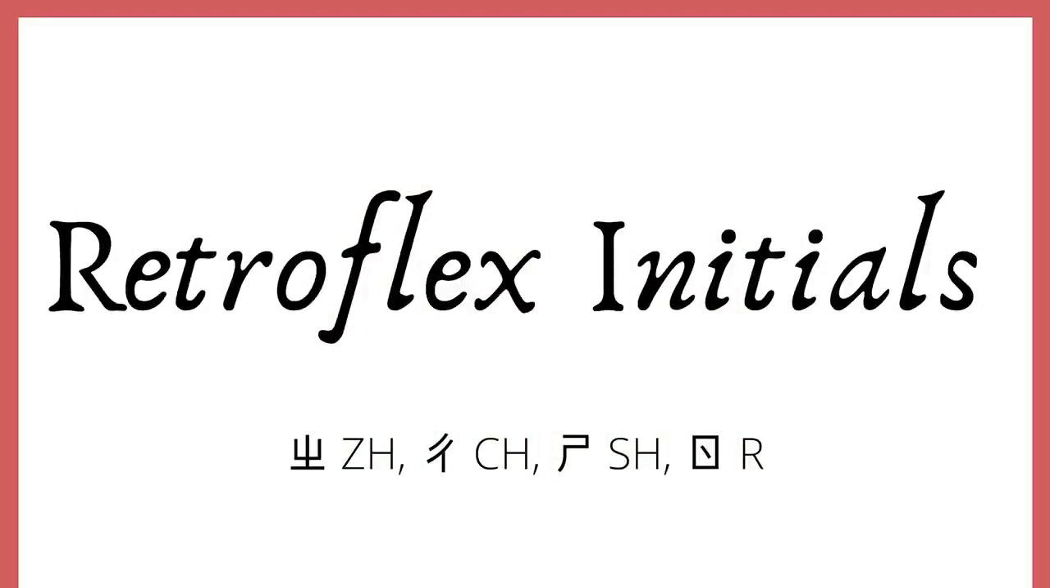Now the retroflex initials are zhi, chi, shi, ri. In Chinese, they're called 卷舌音, literally translated, rolled tongue sounds, because you kind of have to roll up the edges of your tongue to pronounce them. But here is where different accents can come into play.